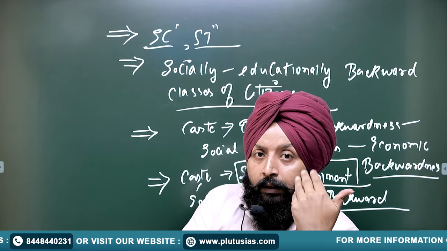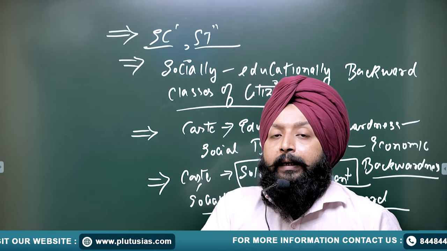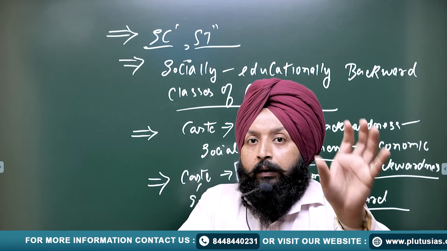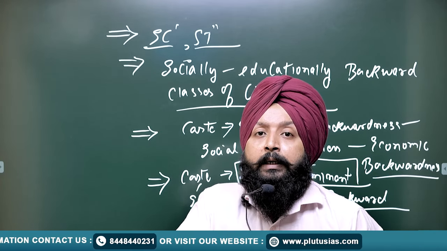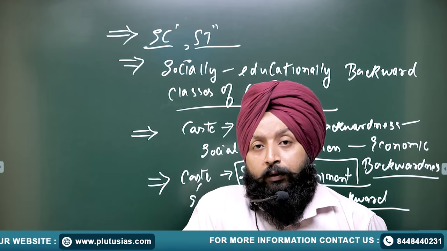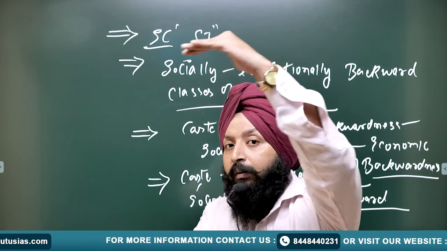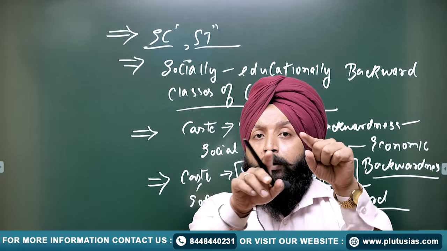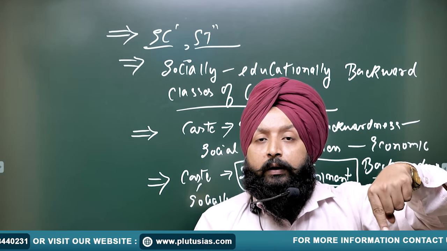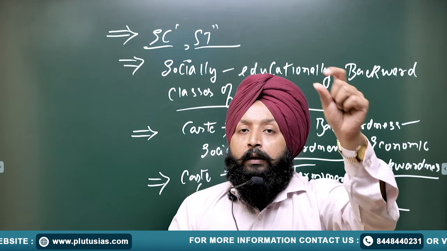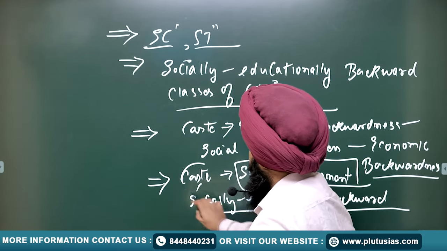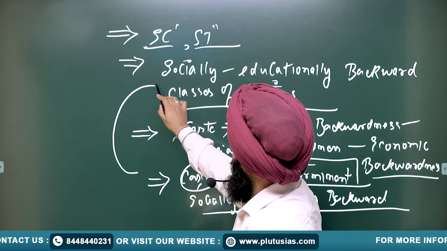It has to be seen, the state should collect the data, the state should ascertain whether a certain caste is also socially backward, that means it is engaging in certain professions or certain occupations, and because of that it remains socially backward as compared to the people from other castes, and because of that it is also economically poor. So all these give rise to educational backwardness. So if a caste is economically backward, and that gives rise to social and educational backwardness, then only can a caste be categorized as a socially and educationally backward class.